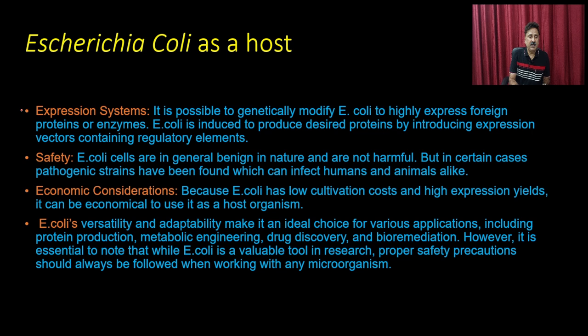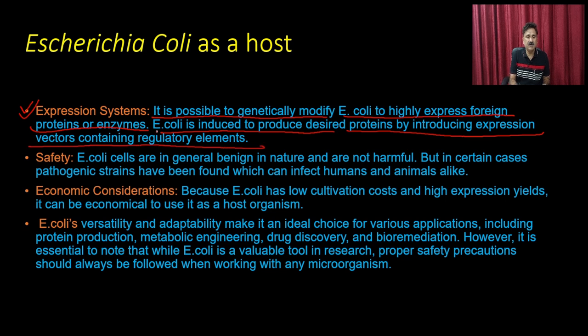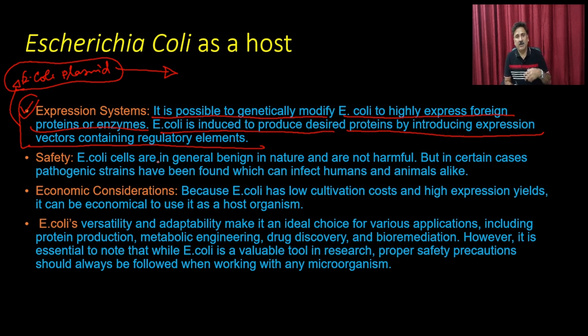Then we will talk about the expression system. It is possible to genetically modify E. coli to highly express foreign proteins or enzymes. E. coli is induced to produce the desirable protein by an inducible expression vector containing regulatory elements. All these we are going to discuss when we discuss E. coli plasmids, including inducible plasmids and the different types of inducers you are going to use, and at that time you will understand this aspect much better.